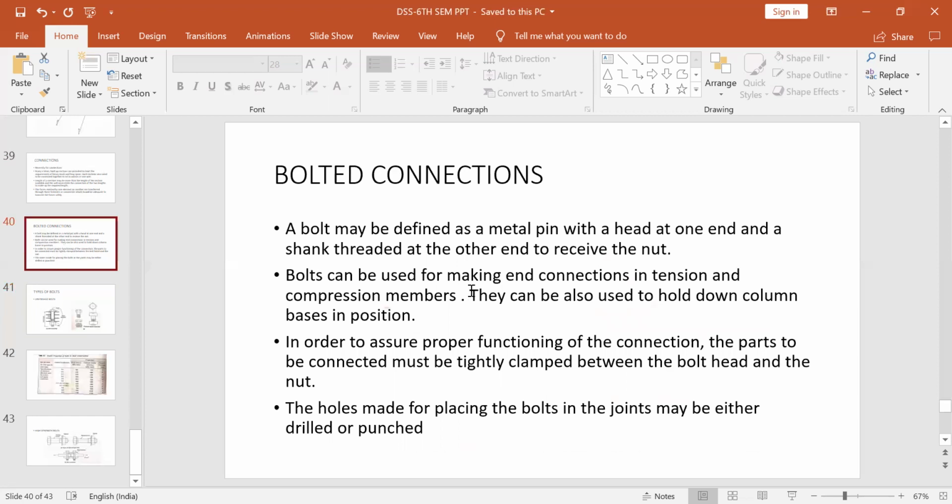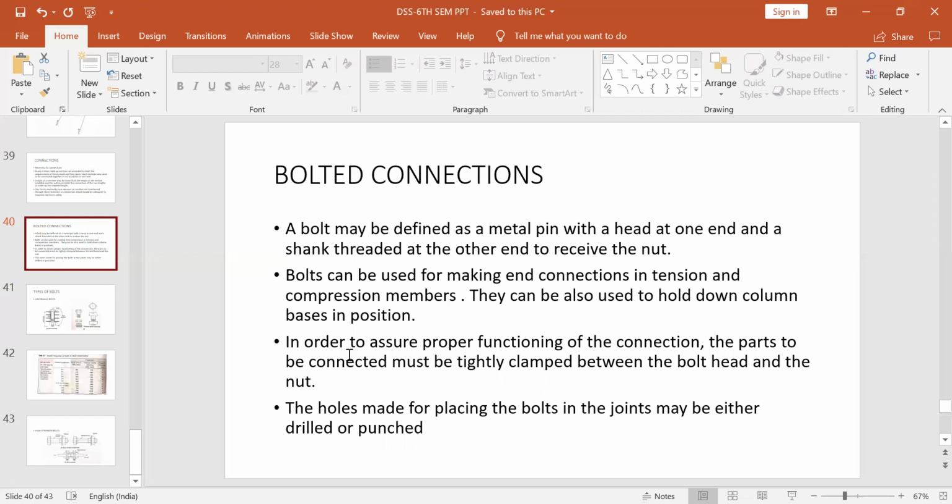Bolts can be used for making end connections in tension and compression members. Whenever two tension members or two compression members are connected end to end, you can use bolts. They can also be used to hold down column bases in position. Column bases is a chapter you will study in the subsequent units. Column bases are provided to distribute huge pressure from the column to the foundation, and in column bases these bolts are used.